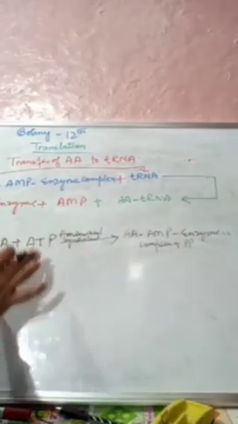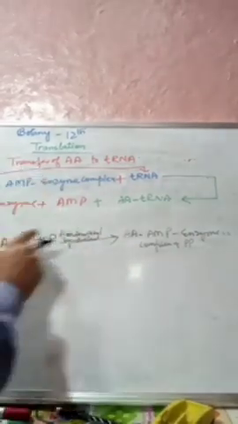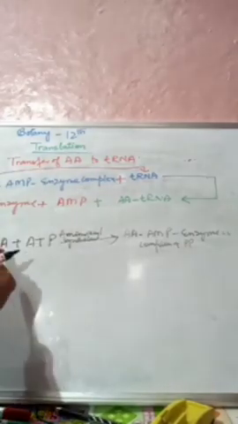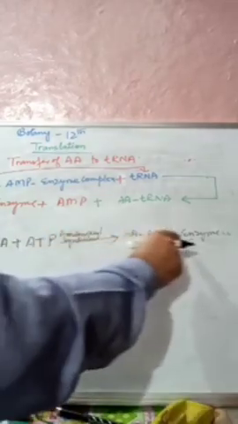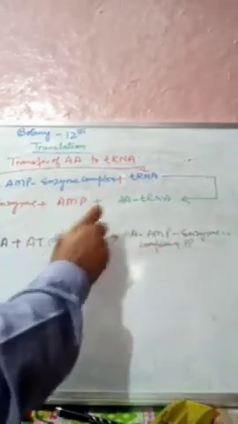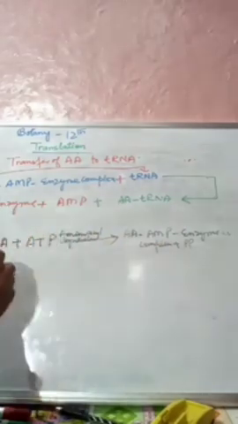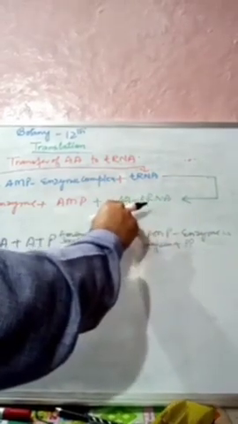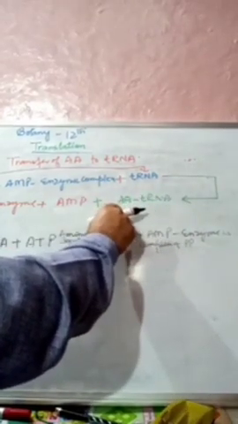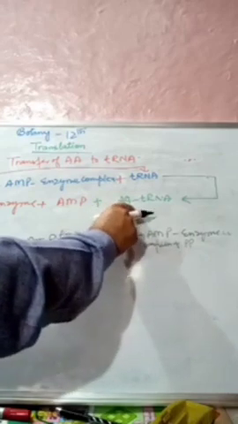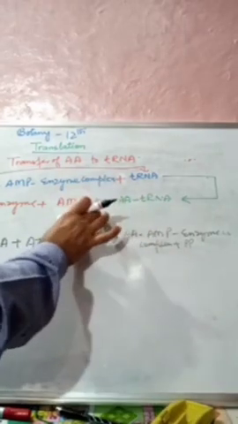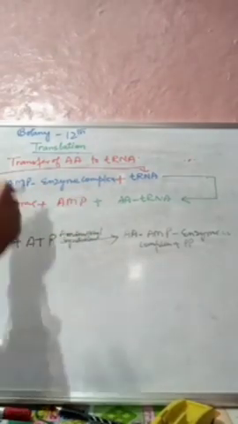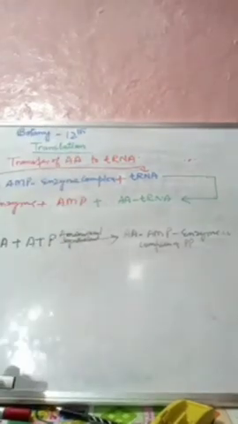Now in this second step, the transfer of amino acid to tRNA takes place. The AMP enzyme complex formed reacts with this specific tRNA, and we get amino acid tRNA, AA-tRNA, amino acid transfer tRNA. As a result, this AMP and this enzyme are liberated. So these were the first two steps in the process of translation.